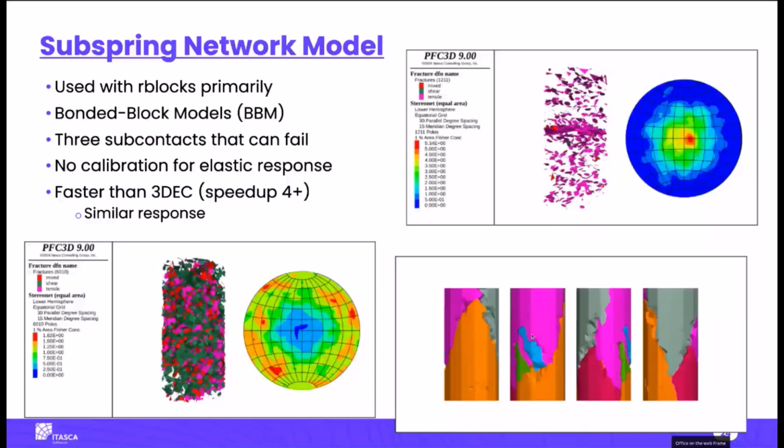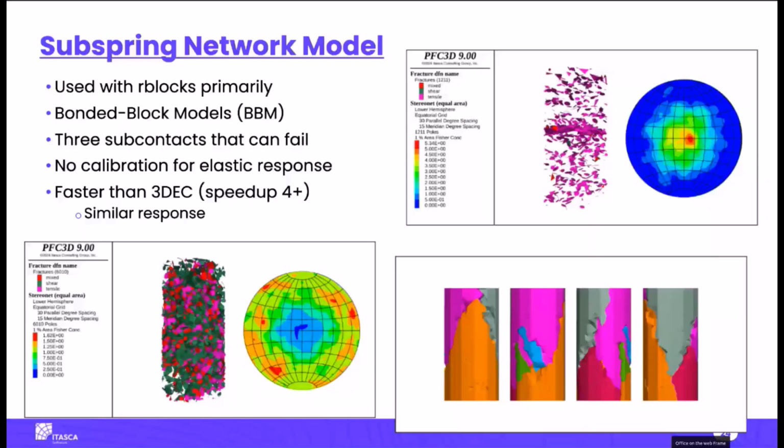What's different about this model from the Spring network model, which was in version 9, is that it allows for 3 subcontacts that can fail independently of each other. So in a way, in 3D, similar to a flat joint contact model. And this allows for a much more realistic failure response. As with the Spring network model, you can just set the material constants if you want them to be uniform. So there's no calibration for the elastic response, the Young's modulus and Poisson's ratio. Those are just specifiable, which is very different from bonded particle modeling.